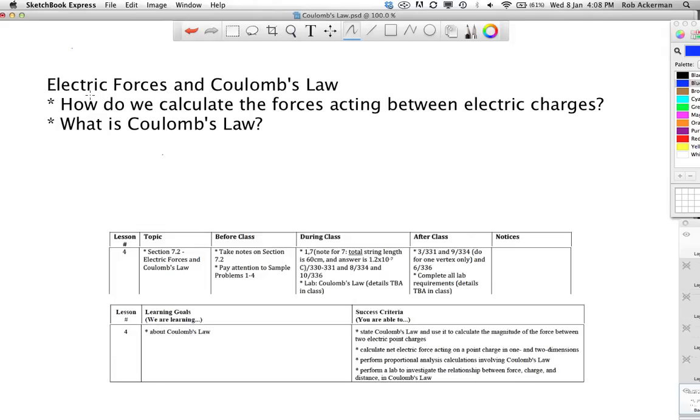So take a moment now to pause the video, have a look at where we are in the unit schedule, as well as what the learning goals and success criteria are, and then rejoin us. Okay, you're back, and here we go.